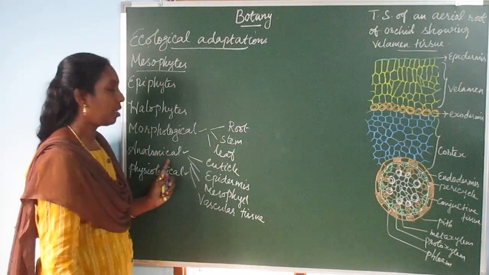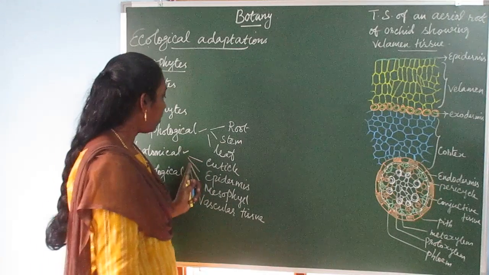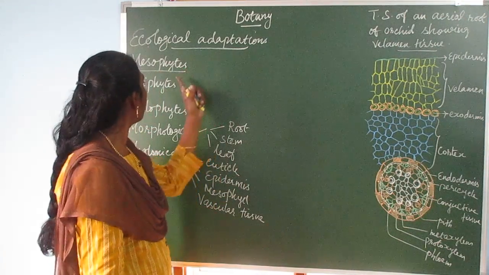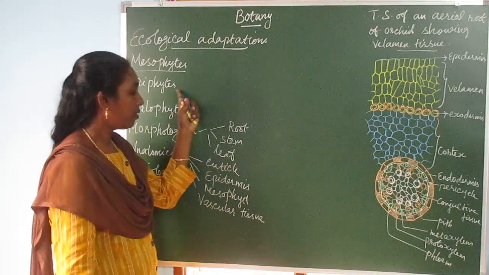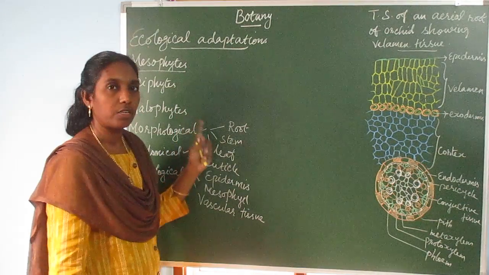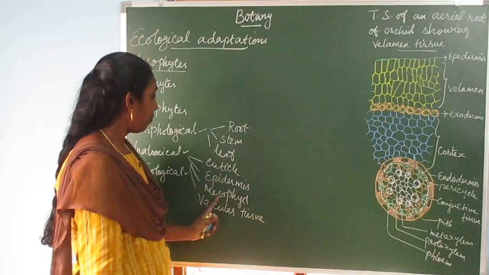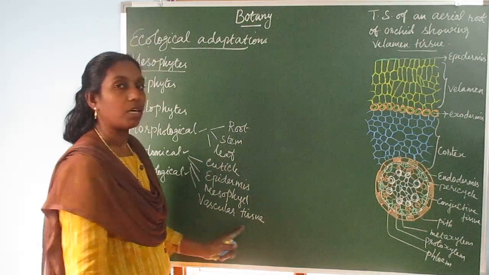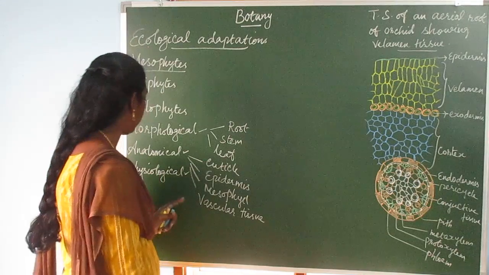Under this heading, anatomical adaptations, you write about cuticle. What about the cuticle in mesophyte? What about the cuticle in epiphyte? What about the cuticles in halophytes? Then epidermis. What about the epidermis? What about mesophyll? What about the vascular tissue?